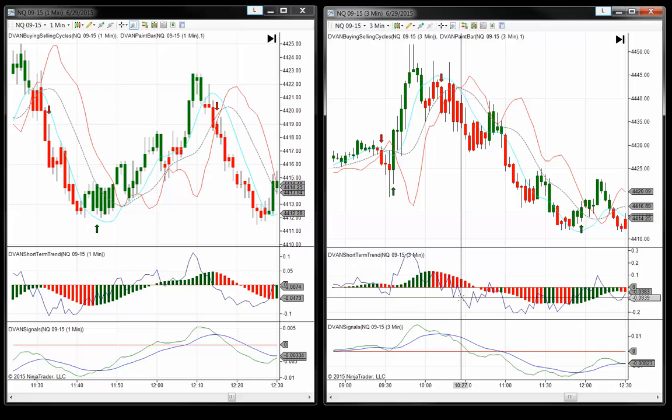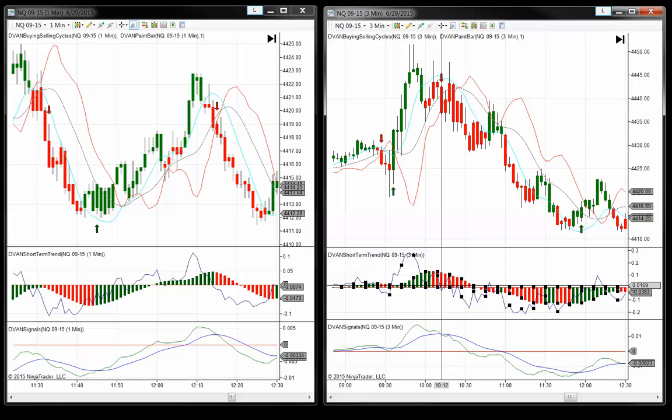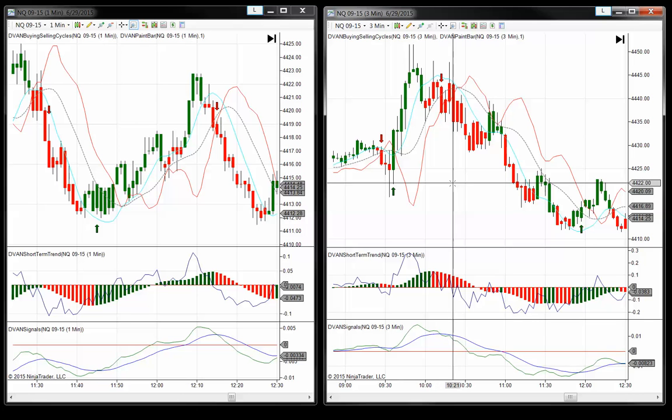These re-entry points are also very beneficial points to add to your position if you're trading multiple contracts. You could put on an initial contract here at this point, which is 10:12 a.m. Eastern Time. And you can add to your position with another contract at 10:21 or 10:27 when you're getting some confirmation.